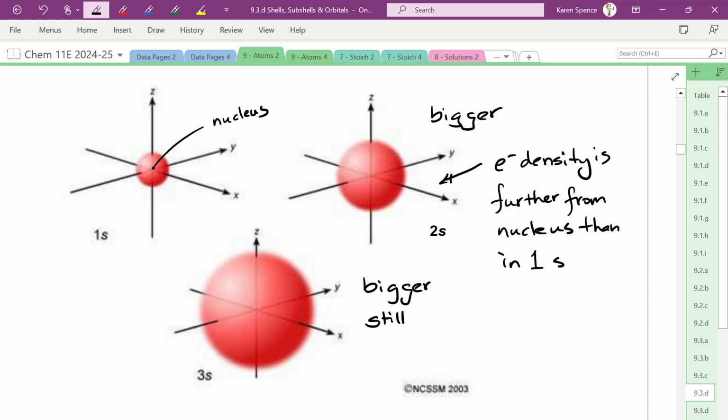Does that electron want to be closer to the nucleus, or does it want to be further from the nucleus? It wants to be closer. So is it at a higher energy or at a lower energy? It's at a higher energy. Yeah? It's at that amount of energy as opposed to that amount of energy. Yeah? So 2s is at a higher potential energy than 1s.